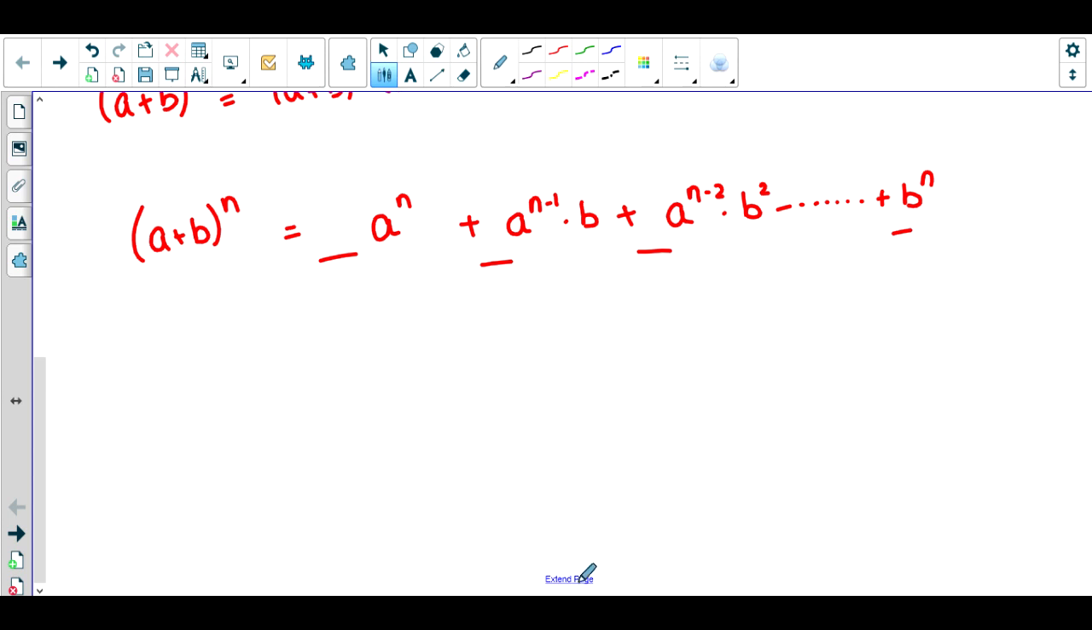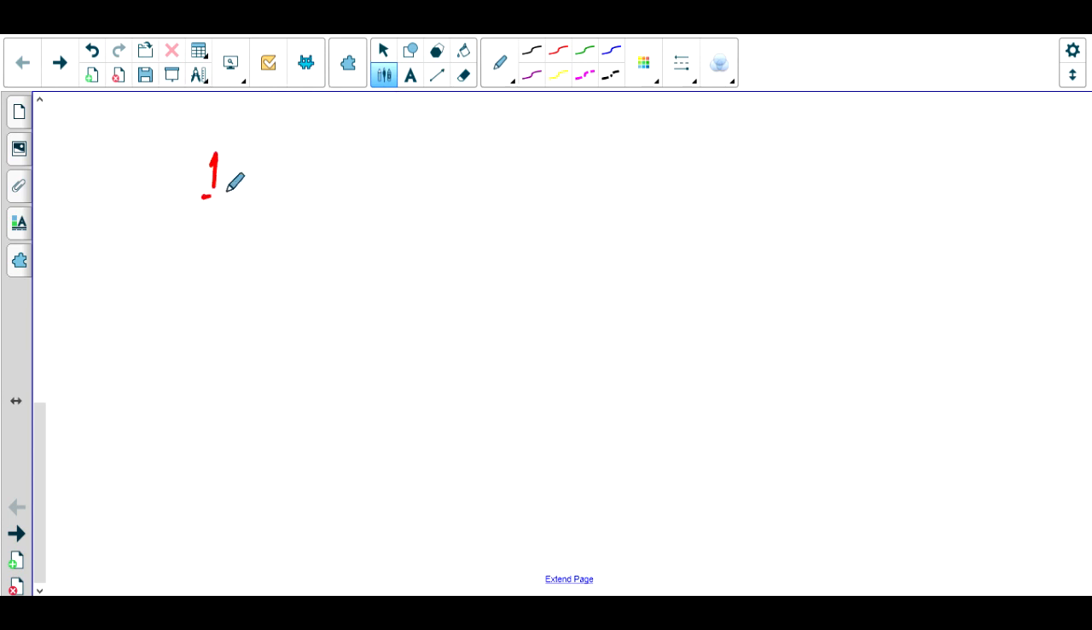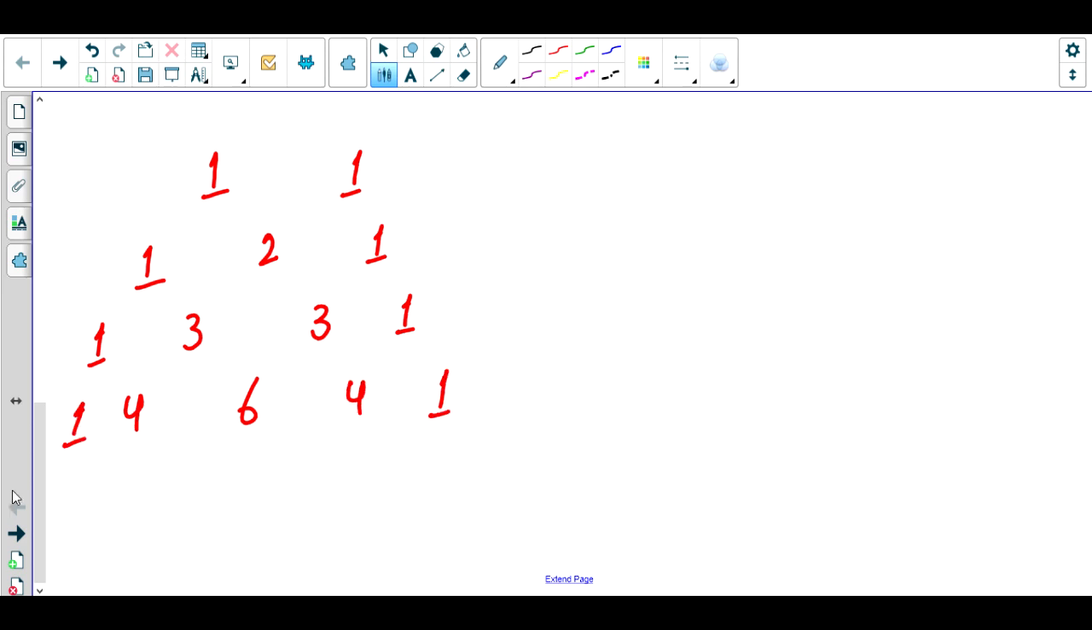Okay, let's try Pascal's triangle, which we learned before. It's like 1 1, then 1 2 1, then 1, 2 plus 1 is 3, 2 plus 1 is 3, 1. Then 1, 3 plus 1 becomes 4, 3 plus 3 is 6, 3 plus 1 is again 4, and 1. The problem is how far can I continue. It's like power 4. If I want to find, for example, power 20 or 12 or 10, I have to make a lot of combinations. So we need to change it to something easier.